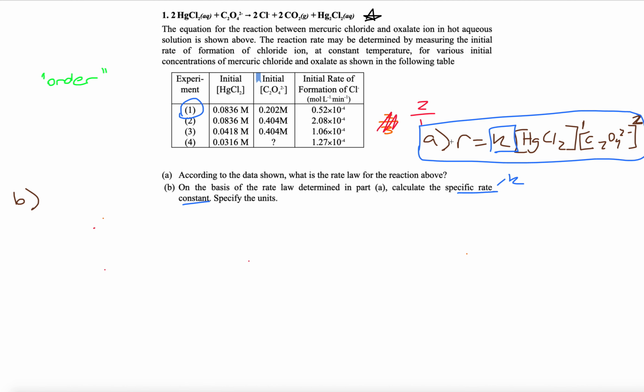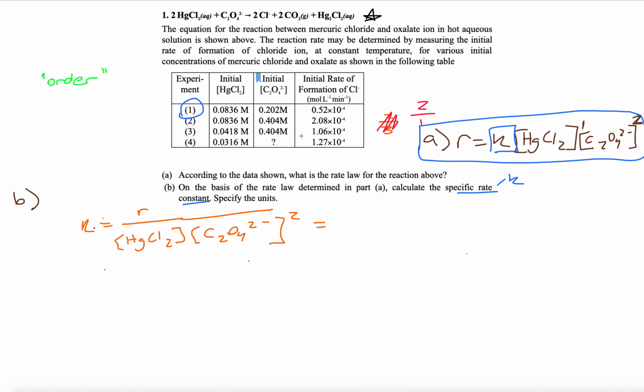We have the R value. We have the concentration of HgCl2. We have the concentration of C2O4 2-. So with that, we can find K. And if I wanted to do some isolation here, if I divide both sides by these two concentrations, I would get the K value is equal to the R value divided by the HgCl2 concentration times the concentration of C2O4 2-. Don't forget about that squared, that's very important.